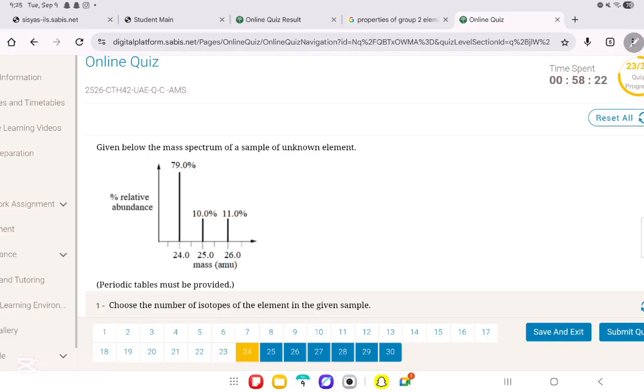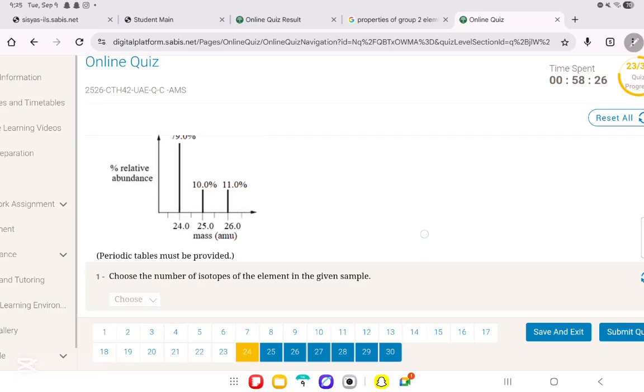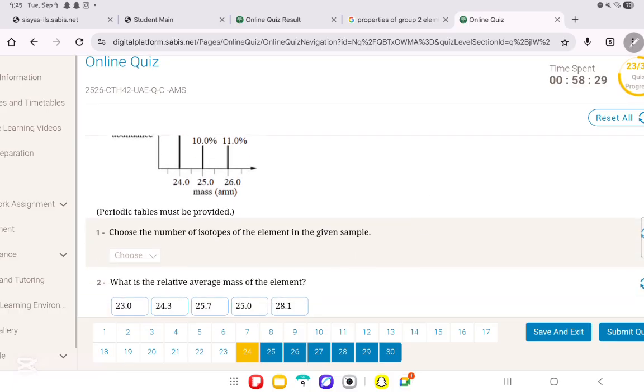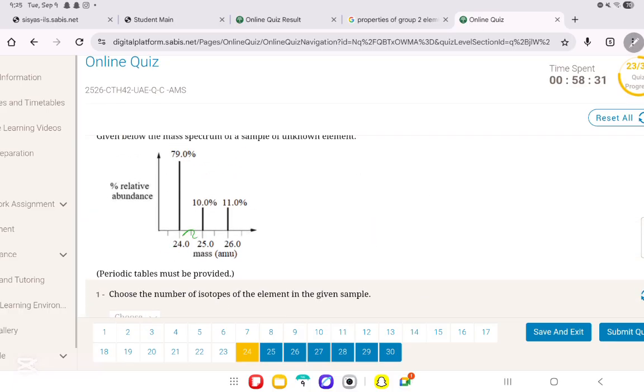Question number 24. Given the below mass spectrum of a sample of unknown element, choose the number of isotopes. So what are you going to do? You're going to count either the mass numbers or how many lines there are or how many percentages there are. In total, you have 3 isotopes.